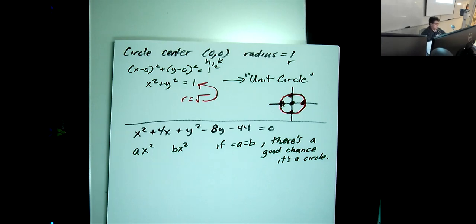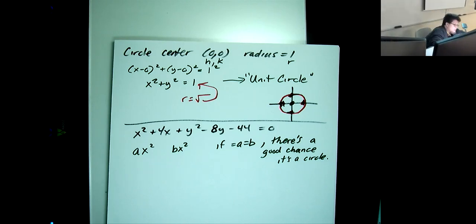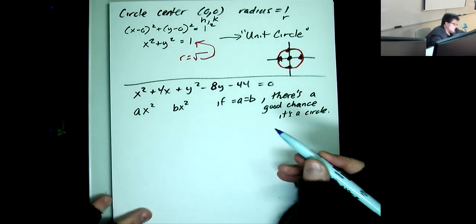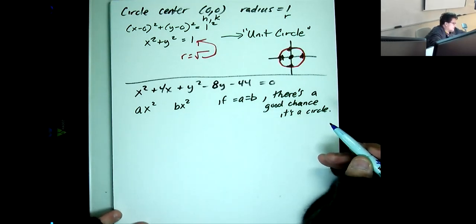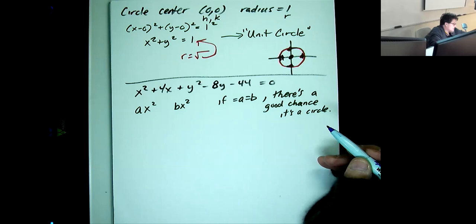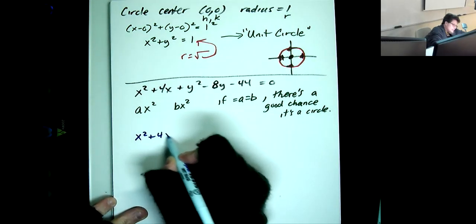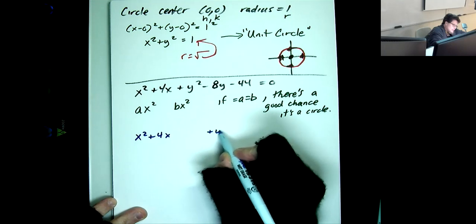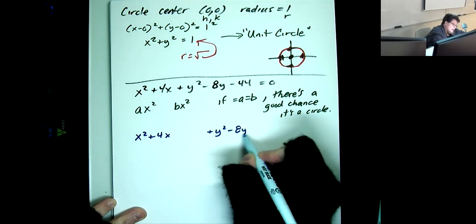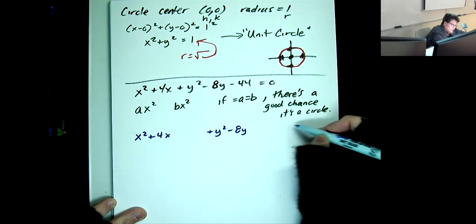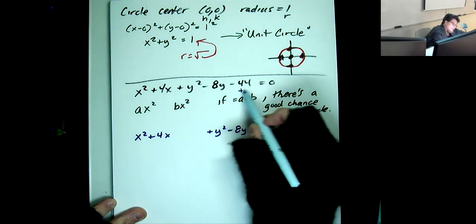So the way you get it in circular form, the equation of a circle form, is we're going to try doing that completing the square business we did with lines the other day. I'm going to group up my x's in one spot. I'm going to group up my y's in one spot. And I'm going to add the 44 to the other side.